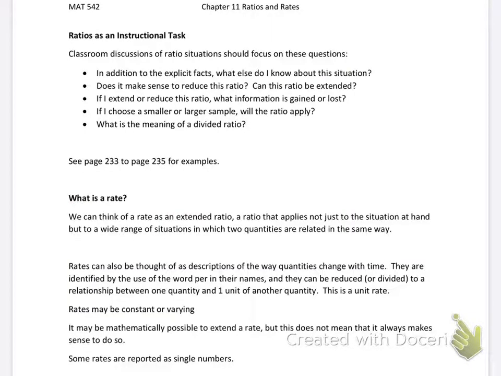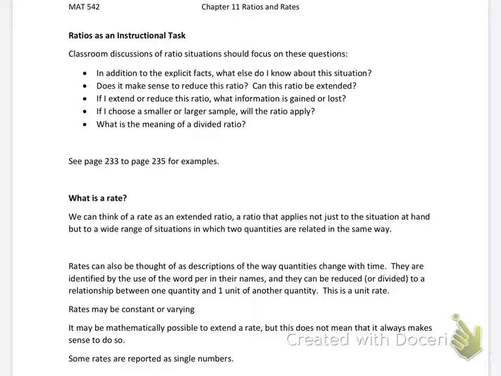Okay, ratios as an instructional task. So classroom discussion of ratio situations should focus on these questions. In addition to the explicit facts, what else do I know about this situation? Does it make sense to reduce the ratio? Can the ratio be extended? If I extend or reduce this ratio, what information is gained or lost? If I choose a smaller or larger sample, will the ratio apply? And what is the meaning of a divided ratio? So see page 233 to page 235 in your textbook for examples of all of these.